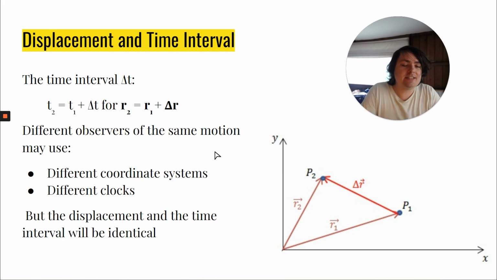And so the reason that I describe both displacement and time interval is that different observers of the same motion may end up using a different coordinate system. So they could use spherical coordinates while someone else is using Cartesian coordinates. They could also use different clocks. So maybe one is a minute faster than the other. But when you take the displacement and also the time interval, both of those quantities will be identical. So it won't matter if you have a different clock or a different coordinate system.